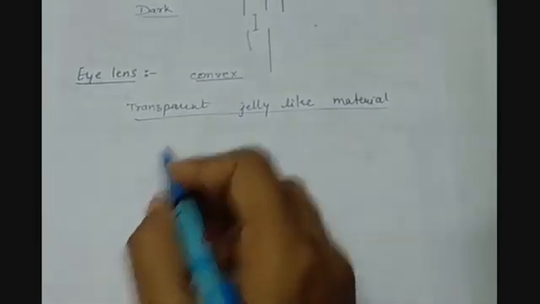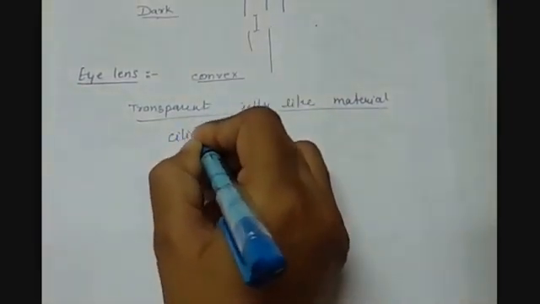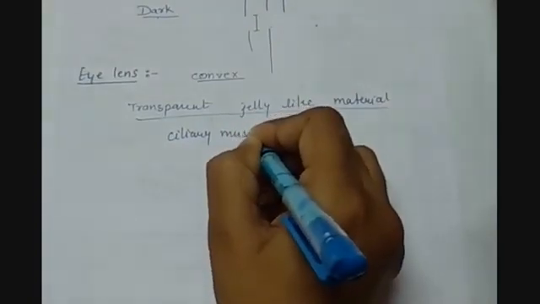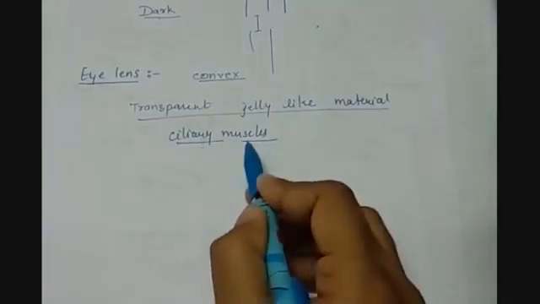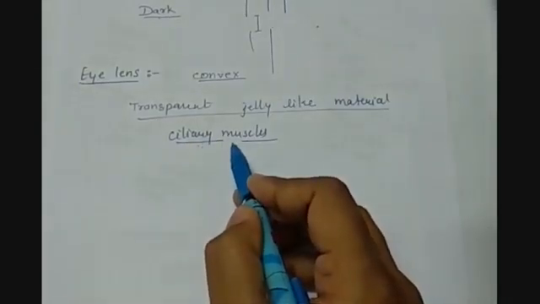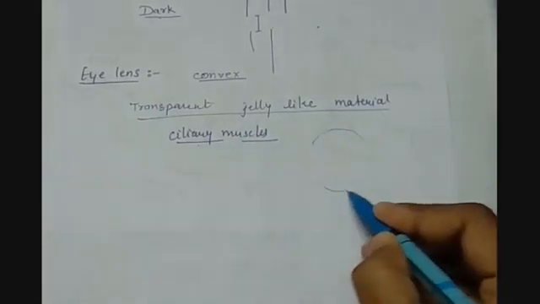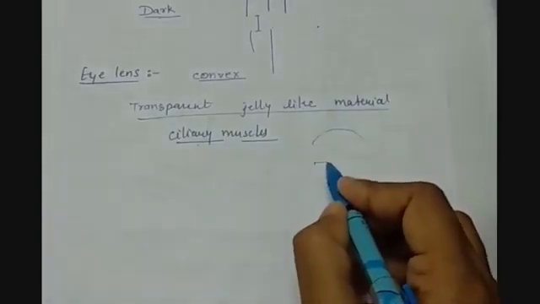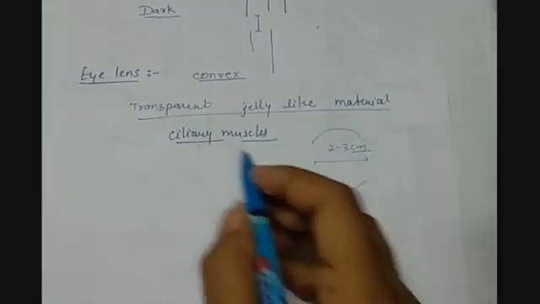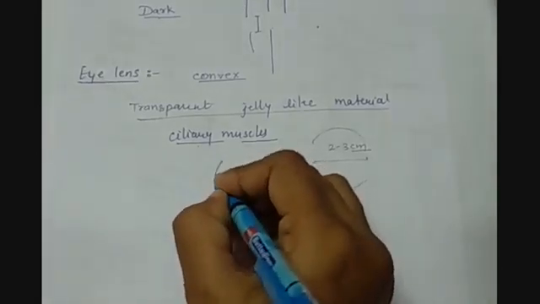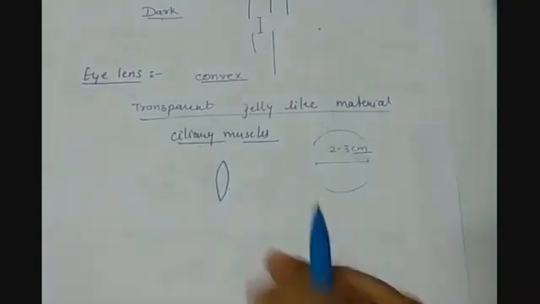This lens is held in the position because of the ciliary muscles. So ciliary muscles hold the lens in its position inside the eye. So dear students, the eyeball is having an approximate size of 2 to 3 centimeter, and the focus of the lens of eye is adjustable. How? With the help of ciliary muscles.